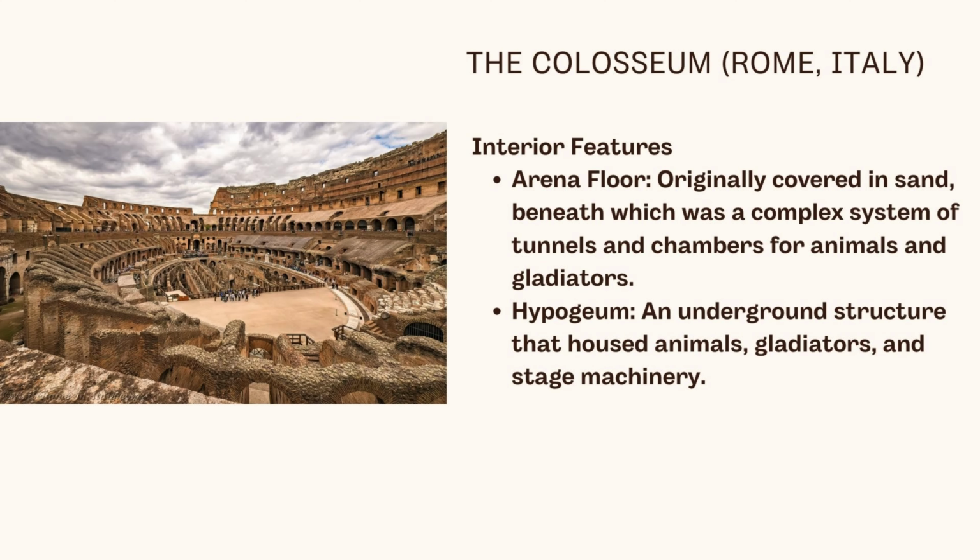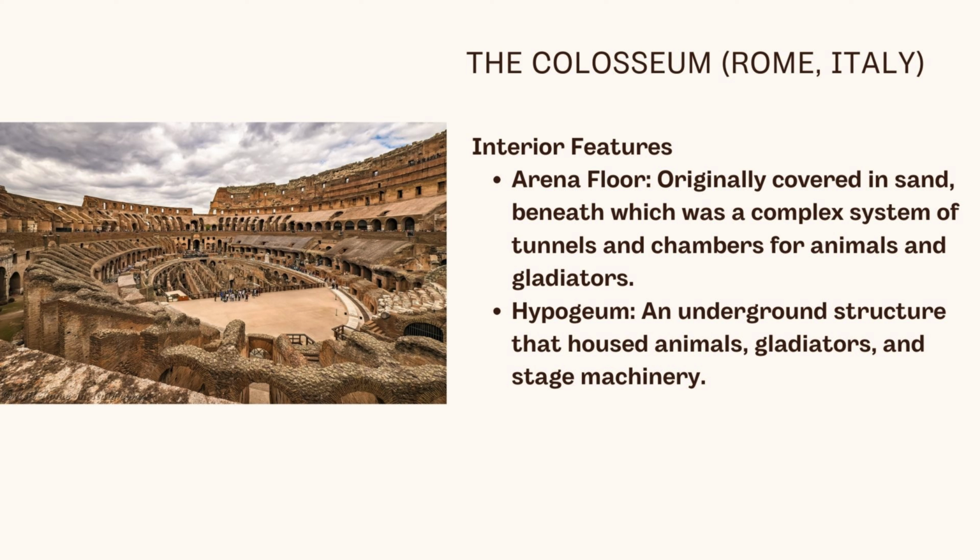The interior features include the arena floor, originally covered in sand, beneath which was a complex system of tunnels and chambers for animals and gladiators. The hypogeum, an underground structure, housed animals, gladiators, and stage machinery.